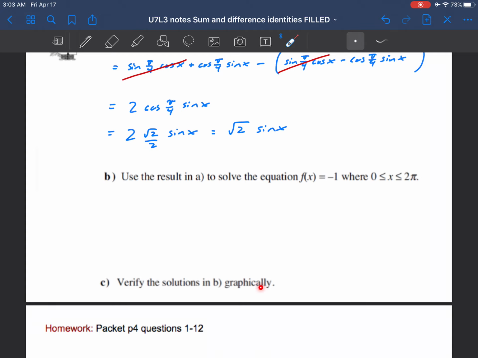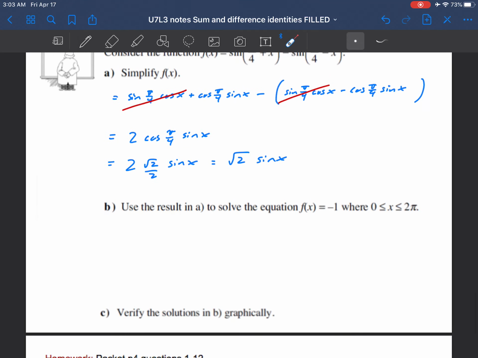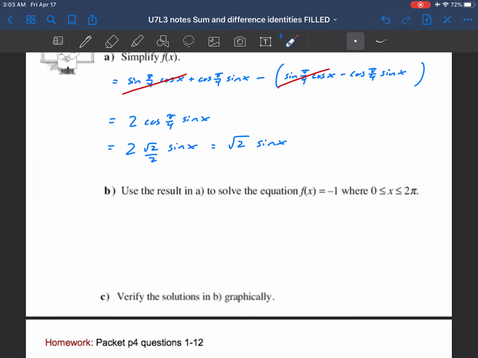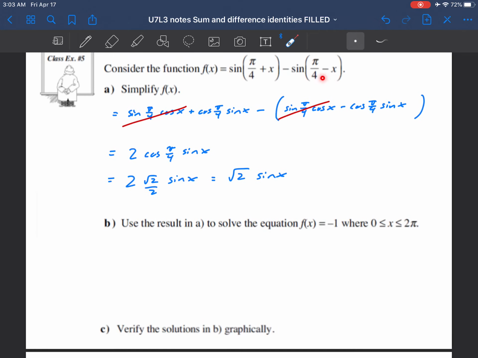Hey, I didn't read. Verify the solutions in B graphically. Okay. So I thought they were going to say verify the solution in A graphically. But we have to do B, and then we can use Desmos or some other kind of tech to verify graphically. This, by the way, you don't have to draw manually, right? You can use any kind of tech: Desmos, your calculator, Wolfram to verify them. Use the result in A to solve the equation f of x equals -1 on this interval. Okay, so basically what it means is we can start by setting this nasty equation equal to -1, but we can realize this is really just this.